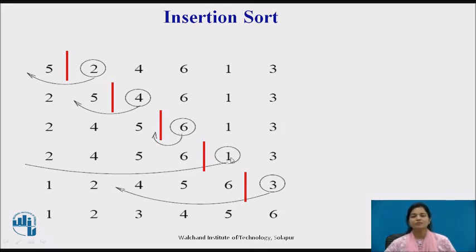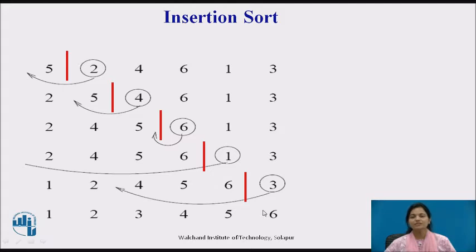The next number is 1. Now 1 will be compared with the left side array. First it will be compared with 2. 1 is smaller than 2, so we need to make room for it. So 2 has shifted, then 4 has shifted, and 5 and 6 as well. Our 1 is inserted at the proper place.